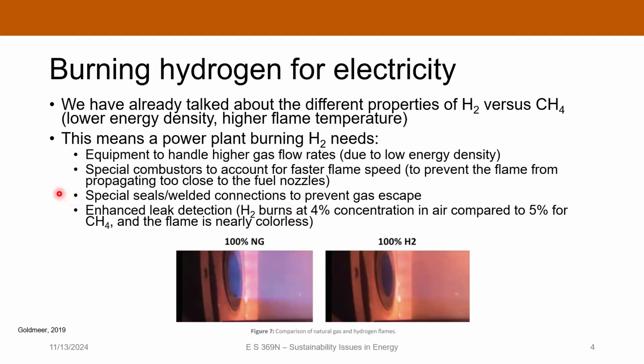Because hydrogen leaks more easily than methane, you need to change all of your seals and welded connections to make sure it's not leaking. And speaking of leaks, you need more advanced leak detection equipment. The reason for that is because it burns at a lower concentration in air, so there's more of a safety hazard. And the flame is nearly colorless. So here's a good comparison. This is a natural gas flame. It's that familiar blue color. And then this is a hydrogen flame. You can barely see it. So there's a little bit of a safety issue there.